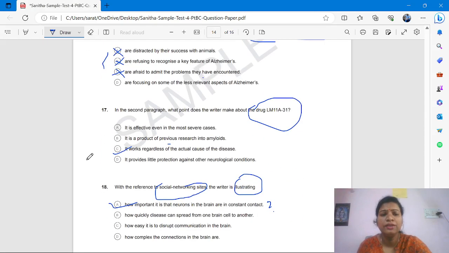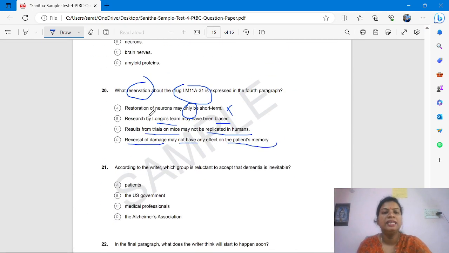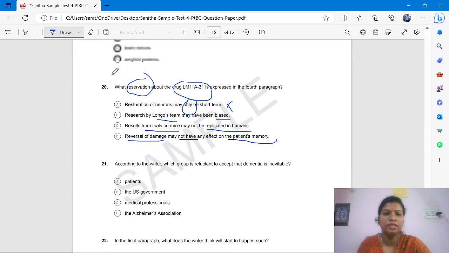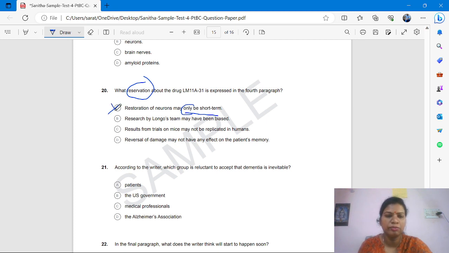So we have to come to the options. Sorry, what is the question? We are doing the 20th question. What reservation about the drug LM11A31 is expressed? Restoration of neurons may only be short term. This is saying "only be", there is some distortion. Only be shorter. So we eliminated this option.